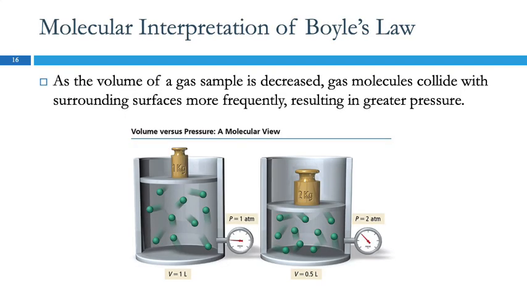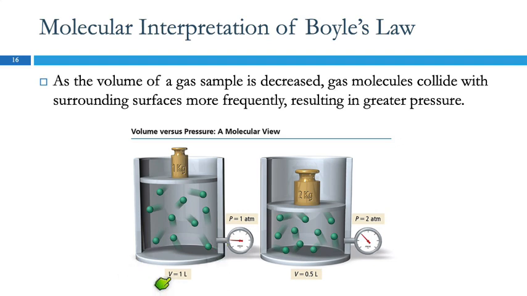This is the molecular interpretation of Boyle's law. As the volume of a gas sample is decreased, then molecules are going to collide with the surrounding surfaces more frequently, resulting in greater pressure. So you can use the pressure to change the volume, or you can observe how a change in volume affects the pressure.